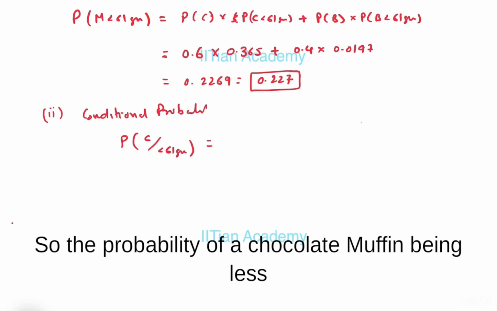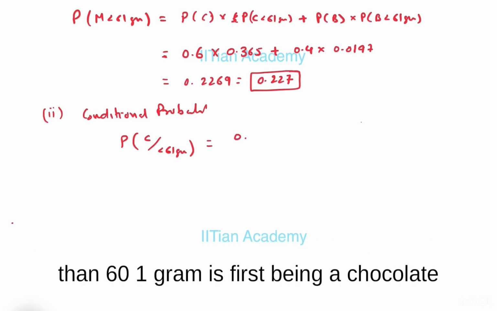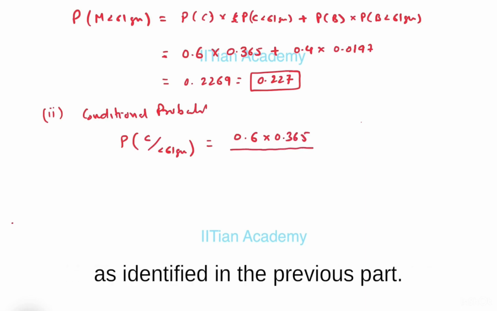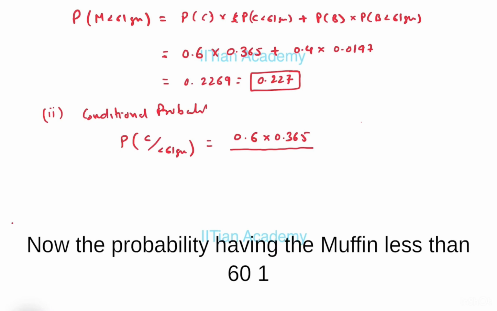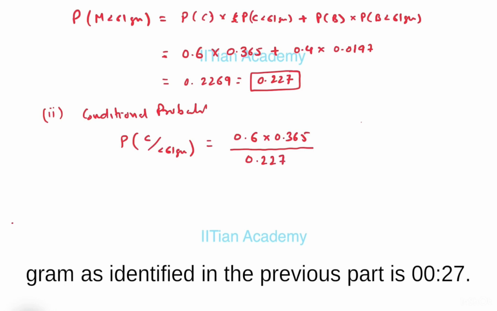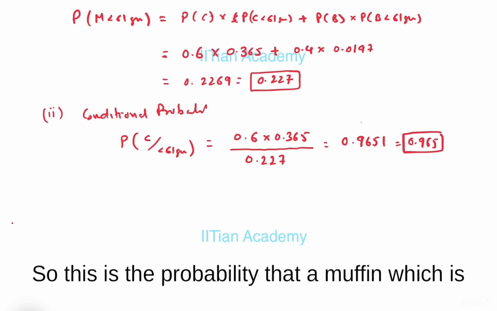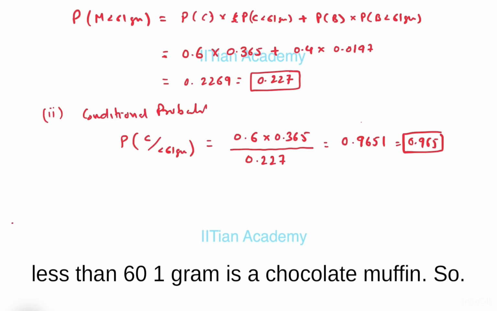So the probability of a chocolate muffin being less than 61 gram is, first being a chocolate muffin is 0.6, and then this is 0.365 as identified in the previous part. Now the probability of the muffin being less than 61 gram as identified in the previous part is 0.227. So this can be simplified to 0.9651 or 0.965. So this is the probability that a muffin which is less than 61 gram is a chocolate muffin.